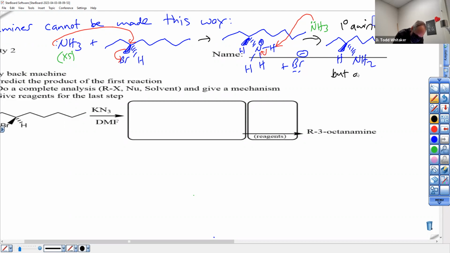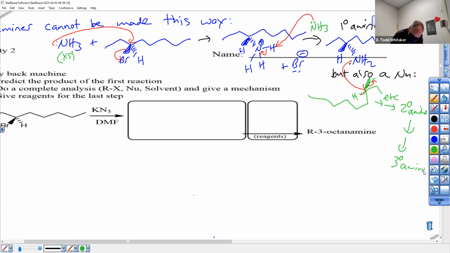But also a new one, and it's going to hit up another molecule of, I don't even know if it's the right molecule yet. BrH does the same thing again, etc. The secondary amine, etc. The tertiary amine, etc. Quaternary ammonium salt. Oh boy.